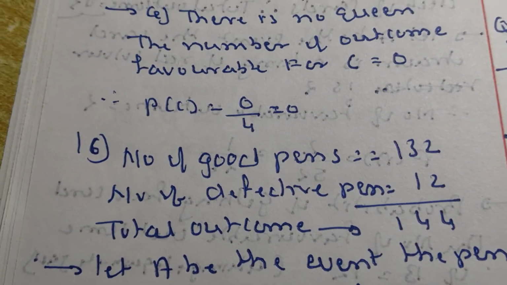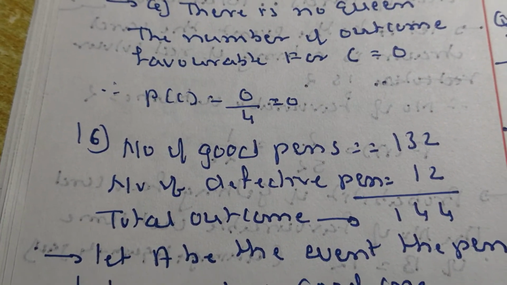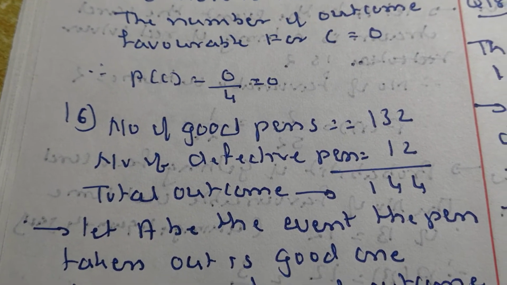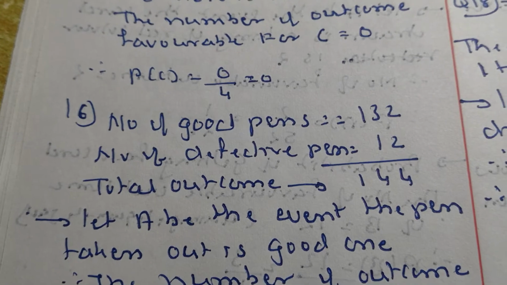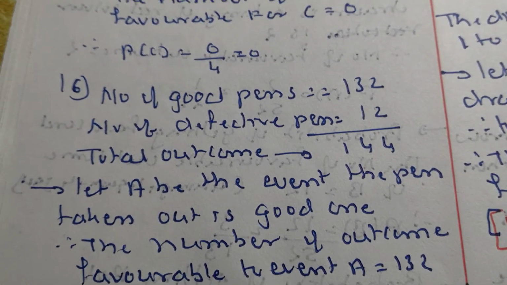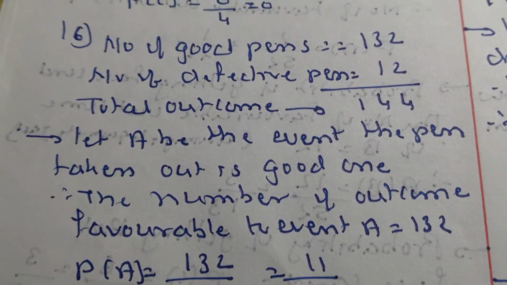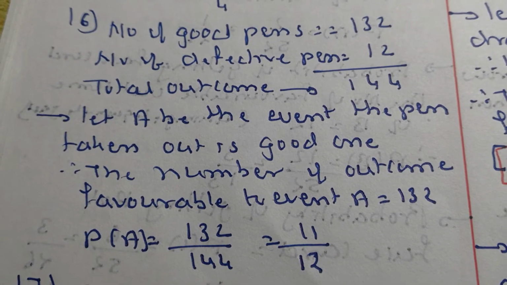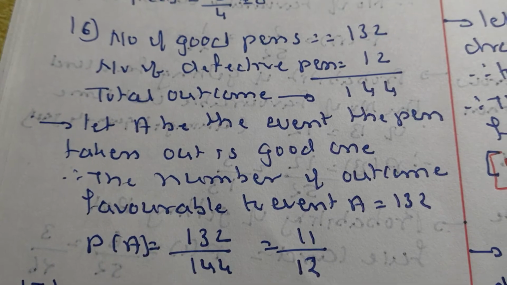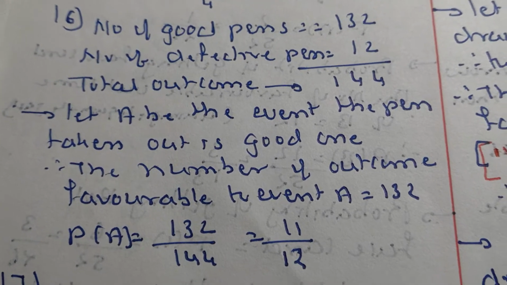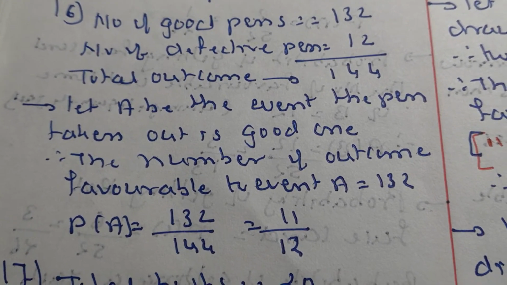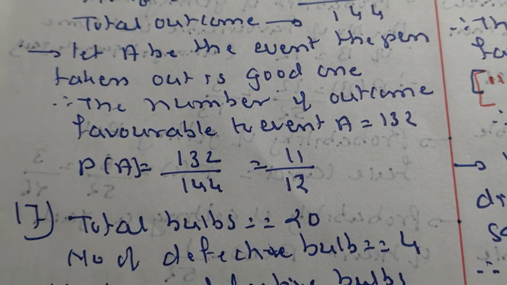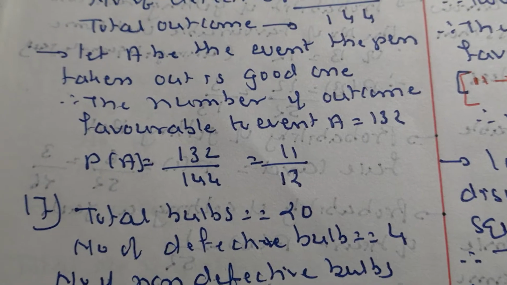Question number 16. The number of good pens given to you is 132. The number of defective pens is given to you as 12 and the total outcome is 144. Now let event A be the event that the pen taken out is a good one. So the number of outcomes favorable to the event A is the good pens, which are 132. So P(A) is equal to 132 upon 144, which comes to 11 upon 12.